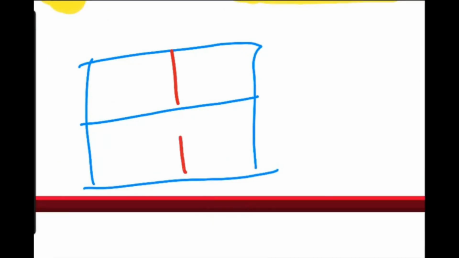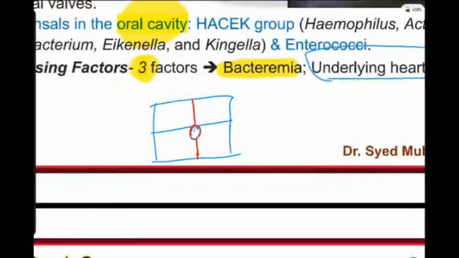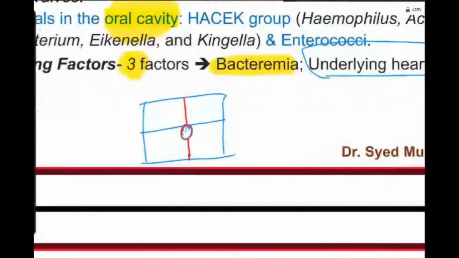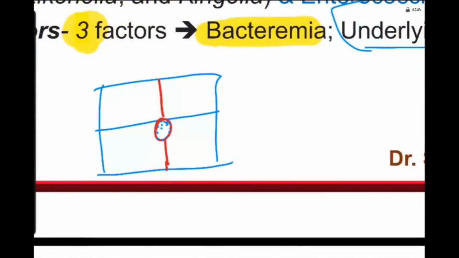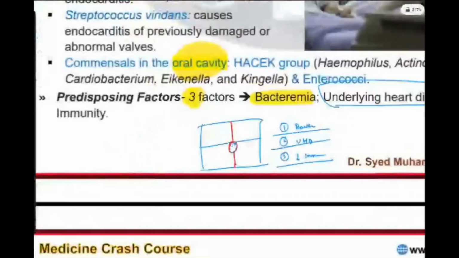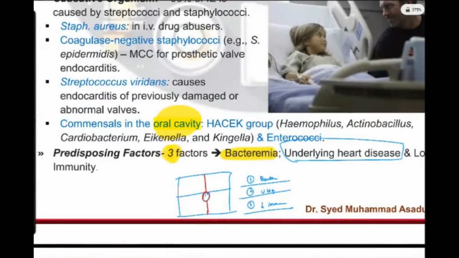Bacteria will stick to this VSD, and it becomes a petri dish for the bacteria. Whenever the immunity of the system becomes low, only then do infective endocarditis symptoms occur. So what are the three conditions? Bacteria should be there in the blood, there should be some underlying heart disease, and the patient should have decreased immunity, either due to HIV or malnutrition. These are the three predisposing factors.